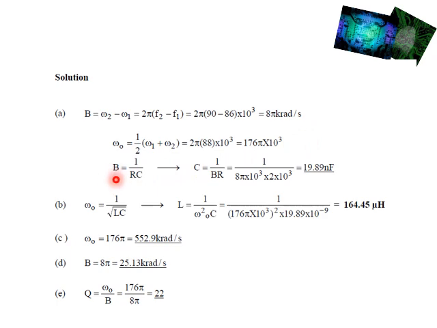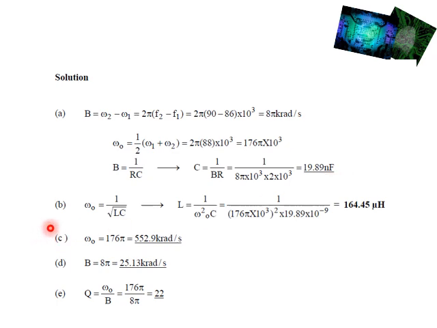B, from this equation, B equals 1 over RC, we can calculate the capacitance value, which is 1 over B R. R is given as 2 kilo, so we can get the value of C, which is 19.89 nanofarad.